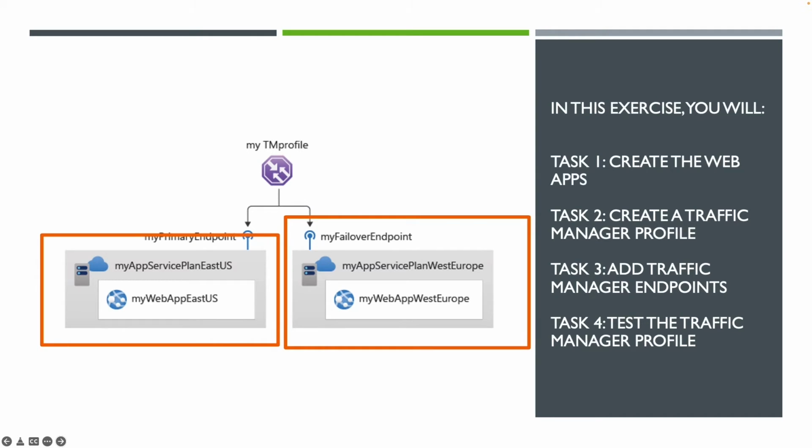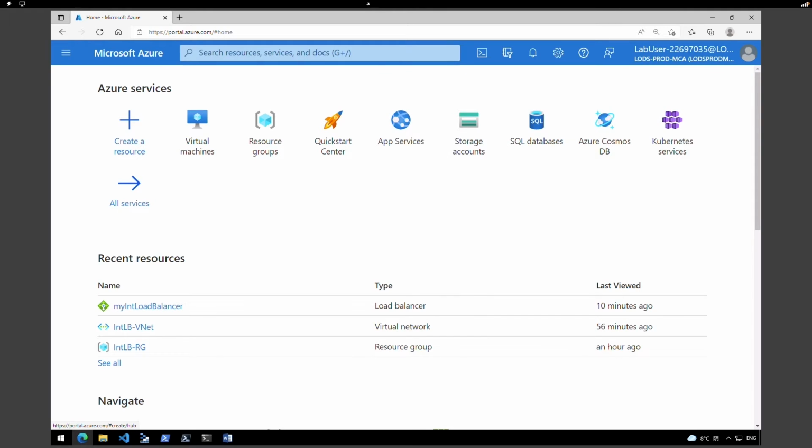The way we are going to create the traffic manager profile is based on endpoint priority. This profile will direct user traffic to the primary site running the web application. First step, let's go and create the web applications.